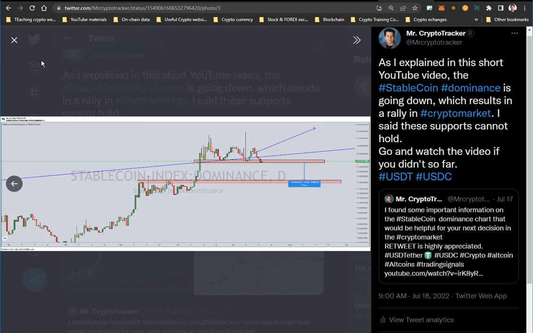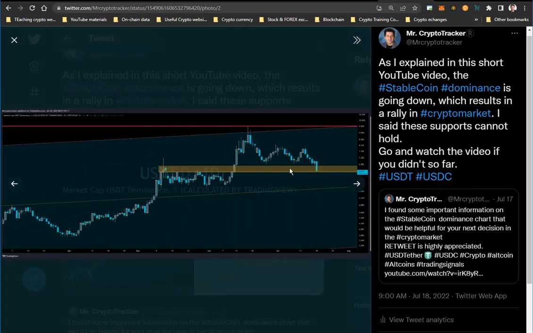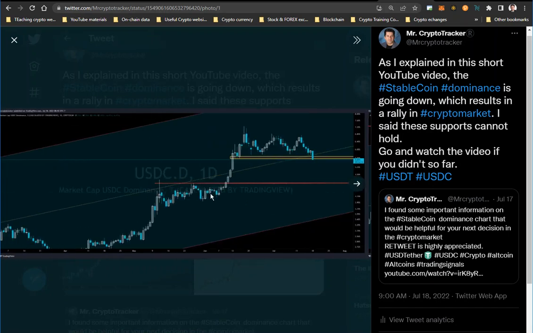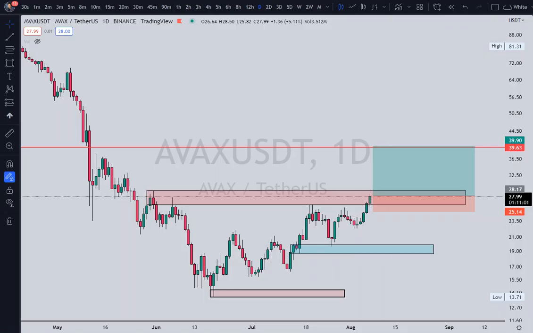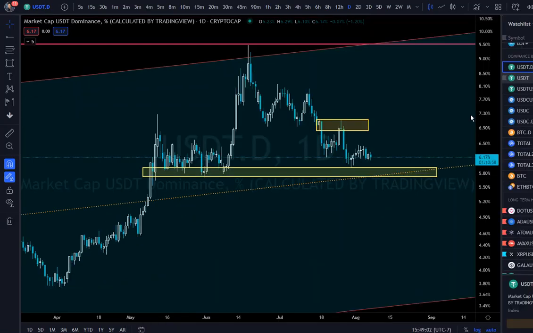And I also shared this for Tether dominance. Yeah, this is the Tether dominance, which was on support, and here we also have the USDC dominance. So let's go to the charts to see what happened to these.